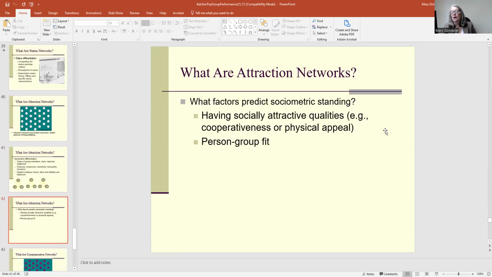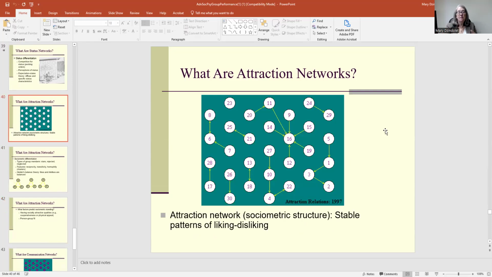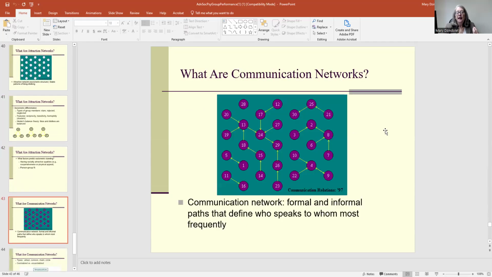Okay. So, having socially attractive qualities and a good person-group fit helps you to be an attractive member in the attraction networks. But again, if you're going in to manage a team, you want to know what those status networks look like. You want to know what these attraction networks look like. And communication networks, in my opinion, are even more important. These are formal and informal paths that define who speaks to whom most frequently, and about really important topics. And these are really important.